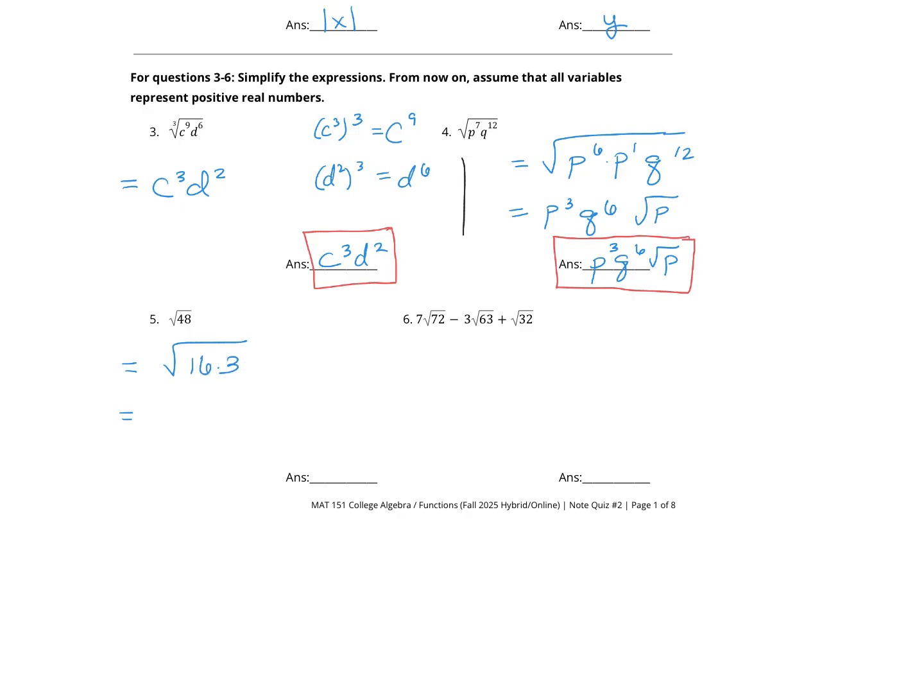I can now break apart the square root over the 16 and the 3. And this simplifies down to 4 times the square root of 3, which is my final answer.